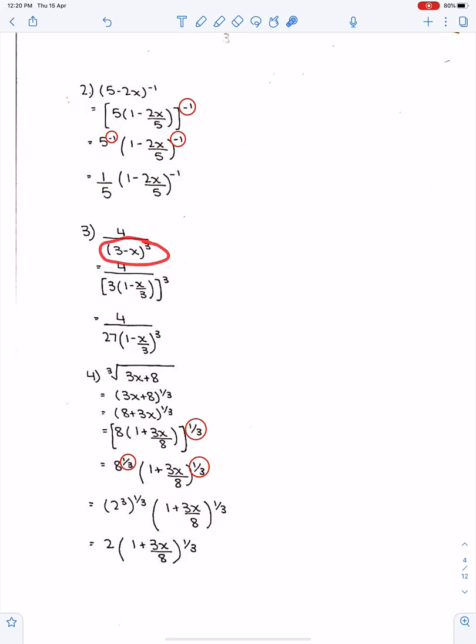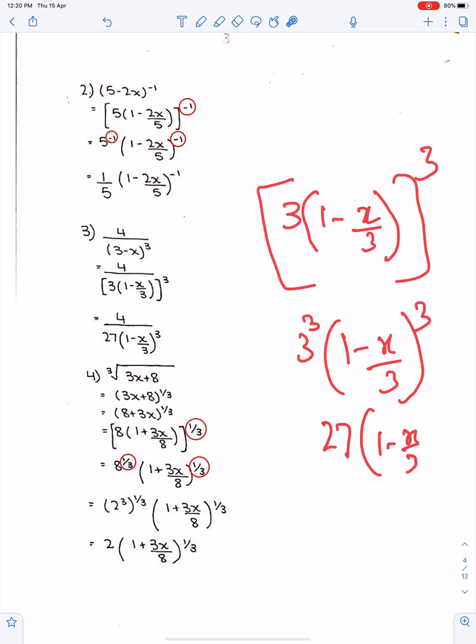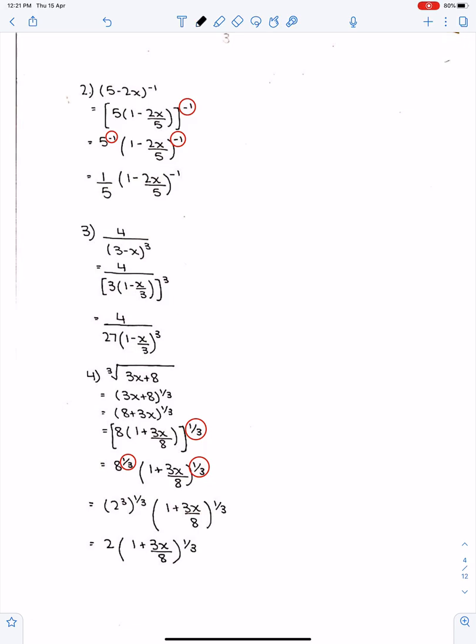So when you take 3 common from this expansion, you will get 1 minus x upon 3 whole power 3. Then it will become 3 cube times 1 minus x upon 3 whole power 3. And finally it will become 27 times 1 minus x upon 3 whole power 3. Now you have to bring your expansion in the numerator to expand this. Never bring the coefficient in the numerator, just bring the expansion in the numerator. 4 upon 27, 1 minus x upon 3 whole power minus 3. Now you will need to expand this expansion. Here this is 1 upon 3, (3x + 8) whole power 1 upon 3.